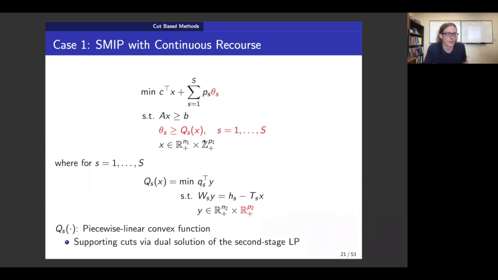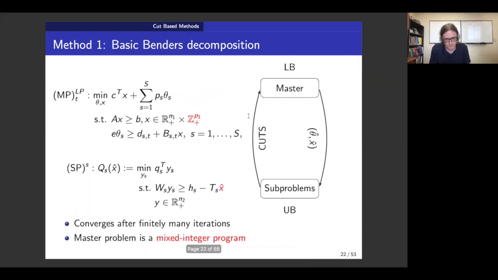That's something that you can sort of see from linear programming duality. So it turns out that what we can do then is derive cuts that support this piecewise linear convex function by solving this linear program and basically using dual information. That's known as the Benders approach, which I'm not going to get into all the details of, but that's the main thing that you need to understand about that.